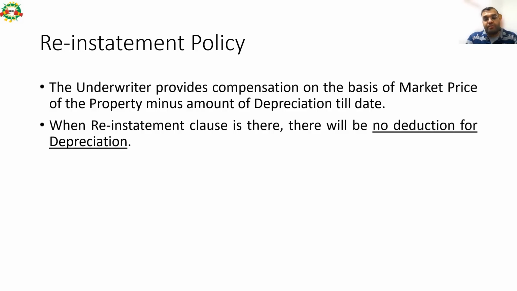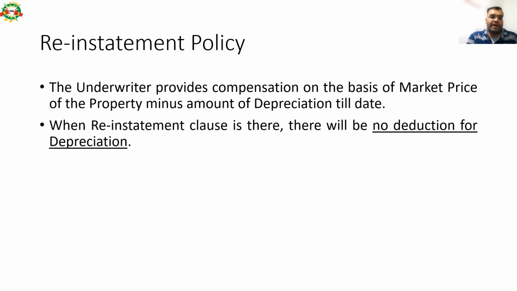Reinstatement policy. This is also an important policy from the perspective of case study. In a case study, the examiner may give you the type of policy, that it is an average policy and reinstatement policy. So you should understand, if it is an average policy, then we have to use the under insurance quotient formula. If it is a reinstatement policy, then we are not supposed to make deduction for depreciation. So if we know the conditions or clauses of the policy with the name, only then we will be able to solve the case study of 12 marks. So we should have a thorough understanding of all these types of policies.